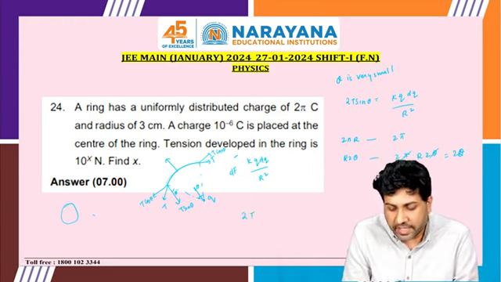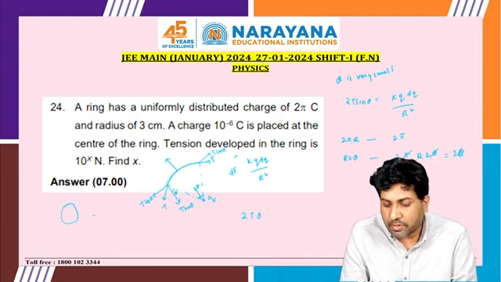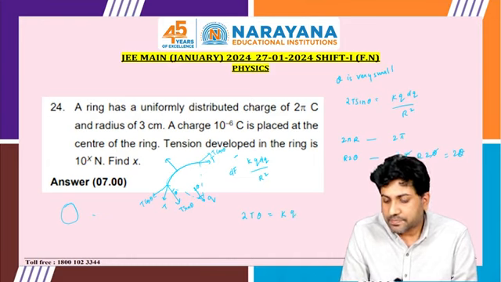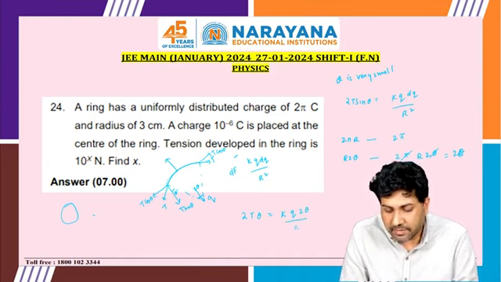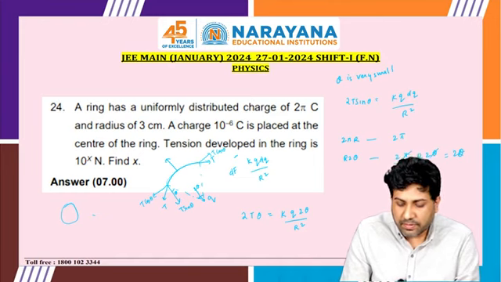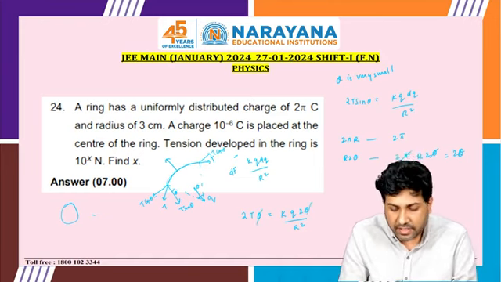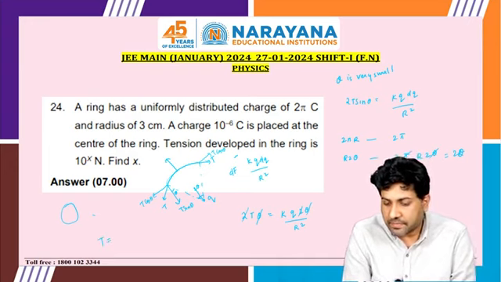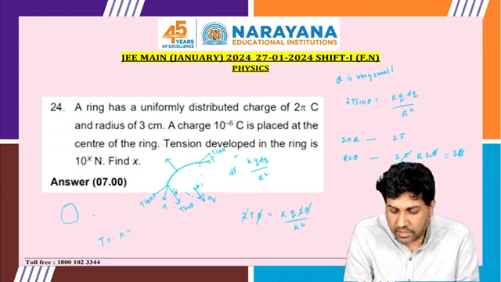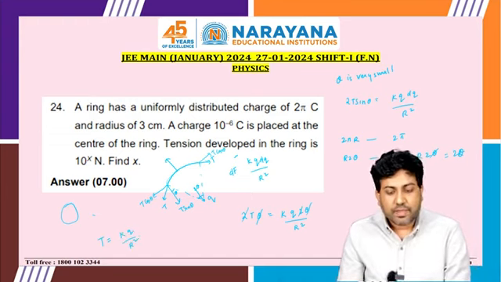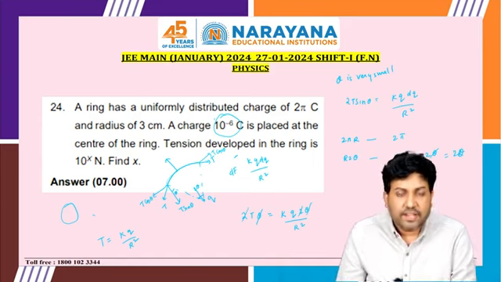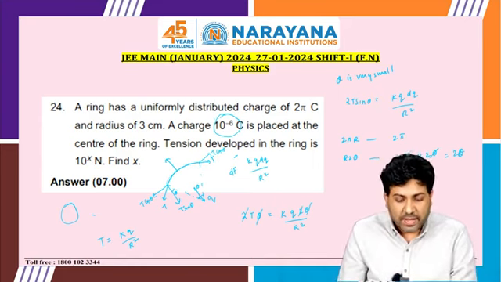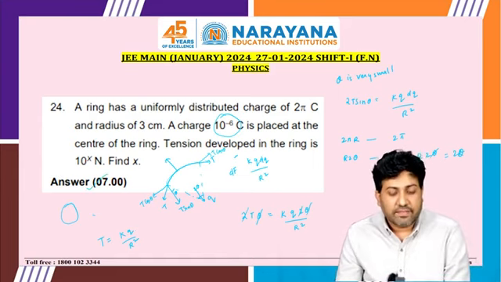So I will write 2T, and since theta is small, sine theta is nearly equal to theta, equals k q dq, where dq is 2 theta, divided by r square. Here theta theta will be cancelled, 2 will be cancelled. The tension developed is kq by r square, and the value of q is 10 raised to power minus 6 coulomb. So when I put the value of q here, I will easily get the tension developed as 7 Newton.